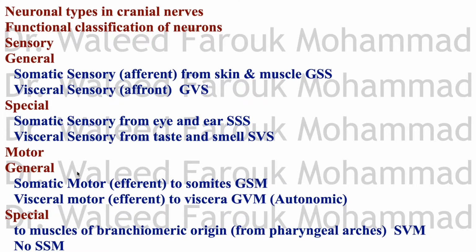For motor, it's the same: general somatic motor, or efferent to somites all over the body. And in the head, the muscles derived from somites as well. And general visceral motor, this is the parasympathetic or the autonomic to the viscera. It's called GVE or GV motor. Special type of motor to muscles of branchiomeric origin. These are the muscles derived from the pharyngeal arches, and it's called special visceral motor.